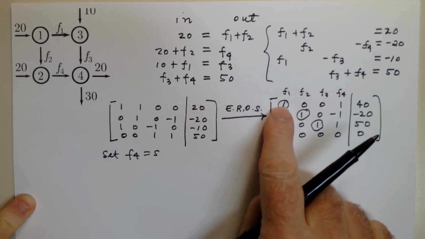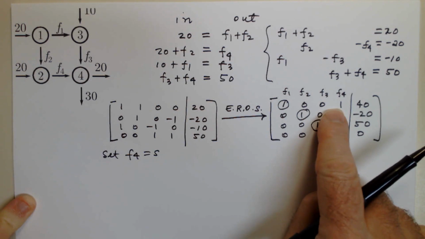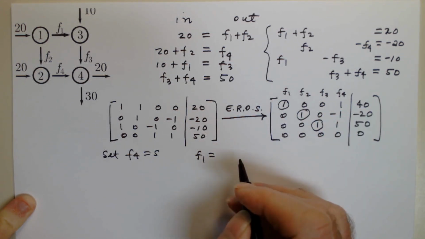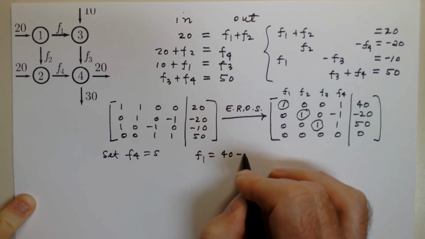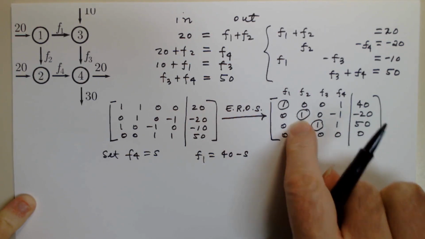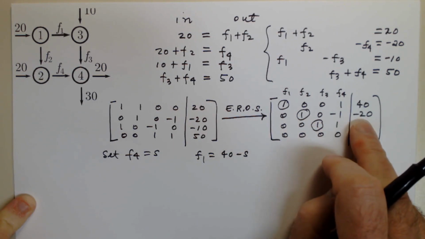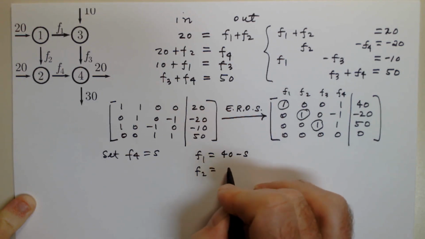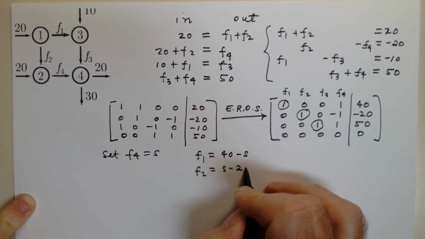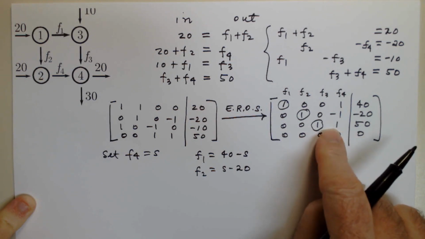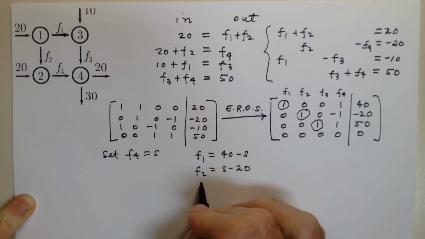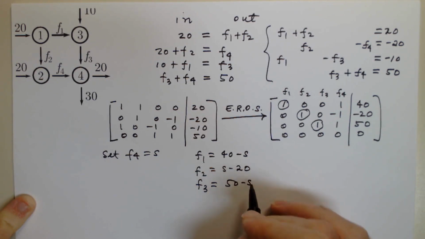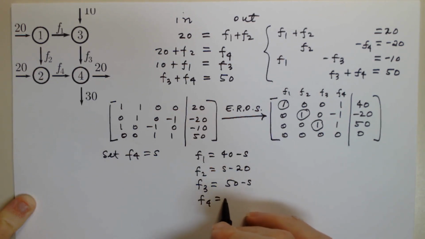So this first equation is telling me that f1 plus f4 is equal to 40. So that says f1 is going to be the same as 40 minus s. This equation says f2 minus f4 equals negative 20. And so f2 is going to be s minus 20. This third equation says f3 plus f4 equals 50. So f3 is going to be 50 minus s. And of course, f4 is equal to s.